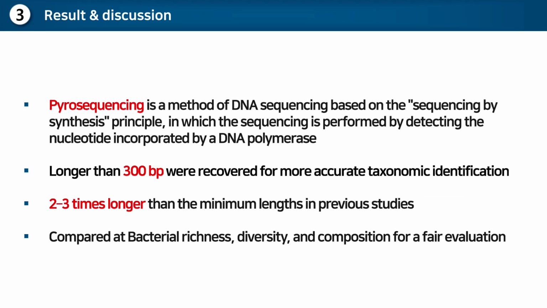Pyrosequencing is a method of DNA sequencing based on the sequencing by synthesis principle, in which the sequencing is performed by detecting the nucleotide incorporated by a DNA polymerase. Pyrosequencing relies on light detection based on a chain reaction when pyrophosphate is released. Hence, the name pyrosequencing. High-quality sequences longer than 300 bp were recovered for more accurate taxonomic identification, and these were 2-3 times longer than the minimum lengths in previous studies.